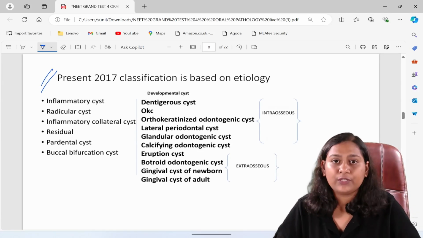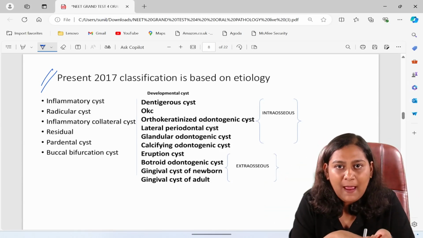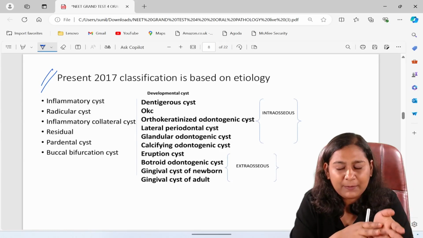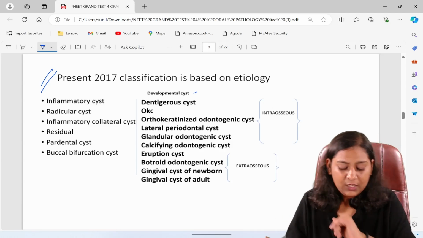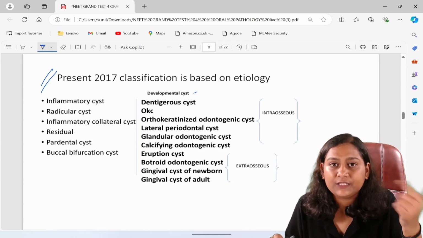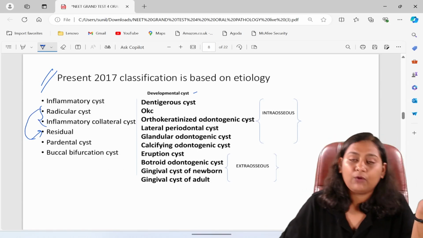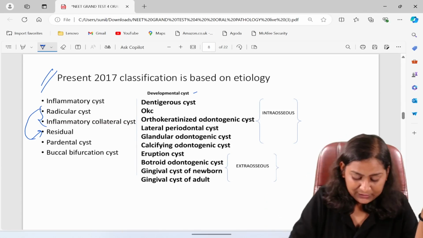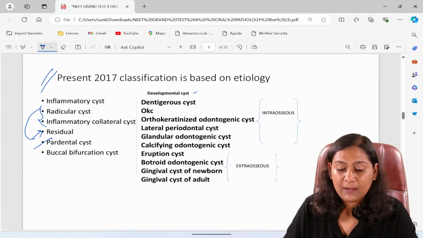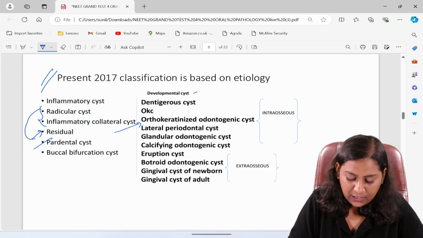on etiology. So it has been divided into inflammatory cyst and developmental cyst. So just remember two cysts that come under the inflammatory while all other cysts will go into the developmental cyst. Okay, so remember inflammatory cyst, so radicular cyst, it is a type of inflammatory cyst, and inflammatory collateral cyst. Okay, so radicular cyst's soft tissue counterpart is the residual cyst, while there are two types of inflammatory collateral cyst. Okay, that is paradental cyst and buccal bifurcation cyst. Okay, so while all other cysts will come into the developmental.